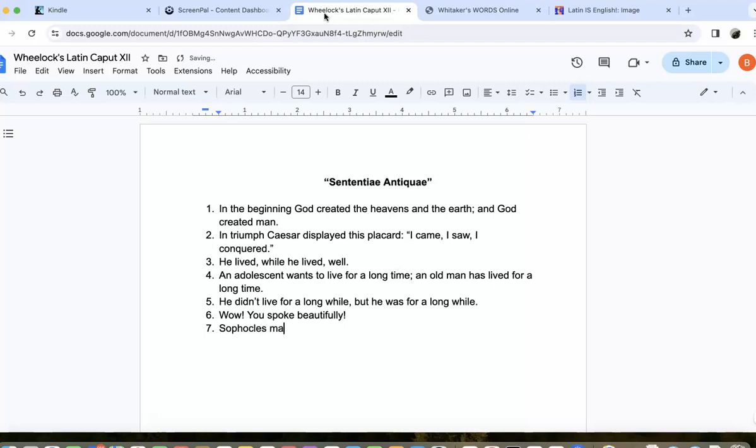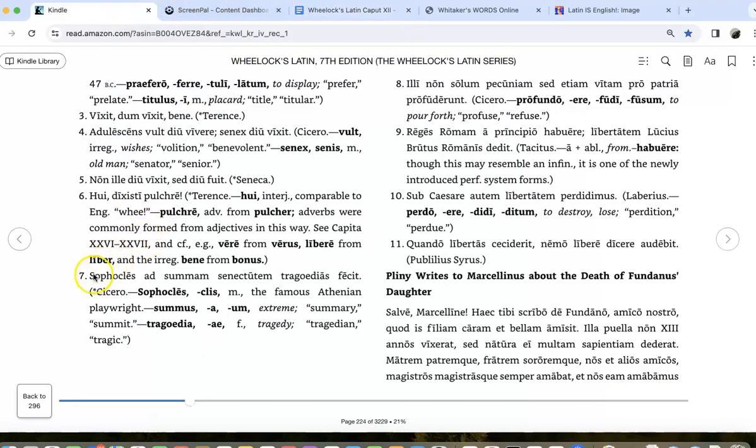Sophocles made, think of Oedipus Rex, made tragedies well into old age. So let's take a look at this one. Sophocles made, so there's our past tense.